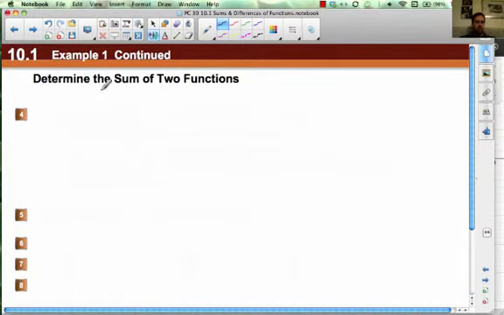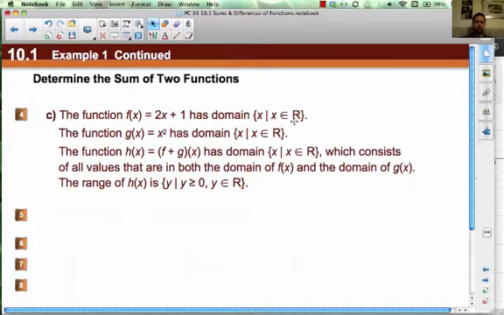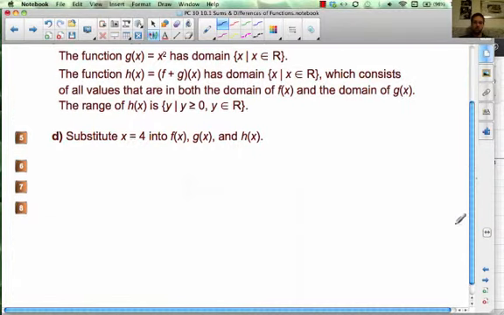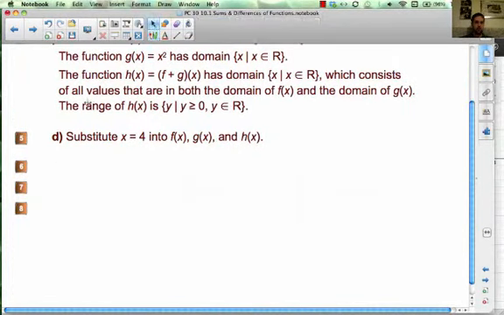On to the next one, determining, oh, well, this is the same one. So that's what we just discovered. The value of f of 4, g of 4, and h of 4, this is pretty straightforward. So just plug in 4 wherever you would see an x in the original function.